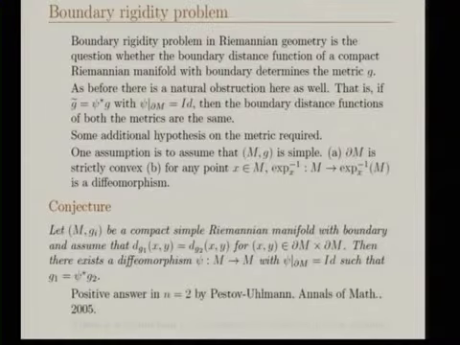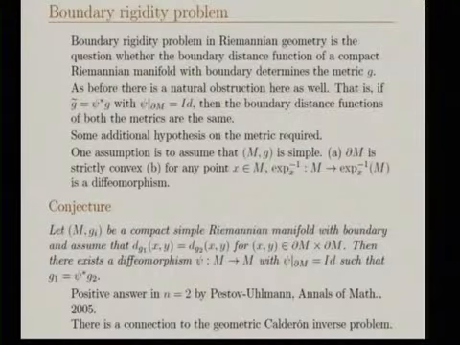In 2 dimensions, it is a famous paper by Pestov and Uhlmann that this is actually true, that there exists a diffeomorphism psi from M to M such that G1 is equal to psi star G2 in the case of 2 dimensions. And you will see that there is a connection to the geometric Calderon problem. So there is a connection, and what is that connection?